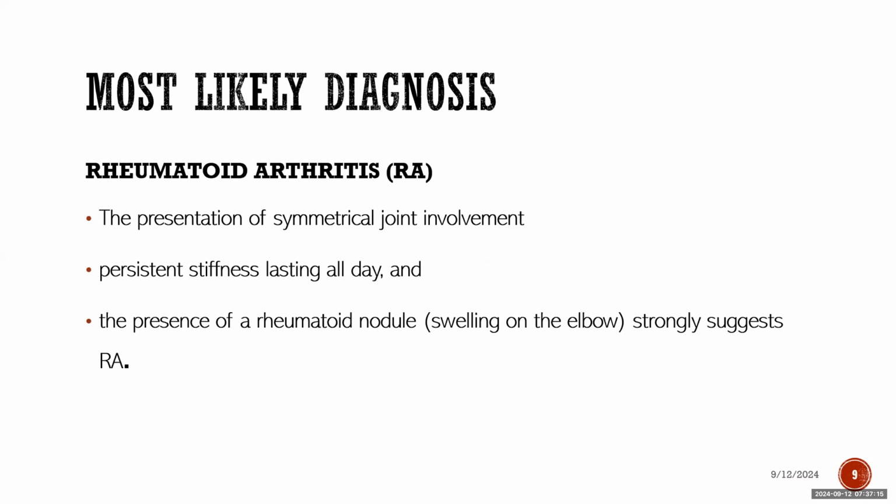Then what's the most likely diagnosis? With this presentation of persistent stiffness lasting all day, symmetrical joint involvement, and possibly swelling on the elbow, which is the presence of rheumatoid nodule, my likely diagnosis will be rheumatoid arthritis.